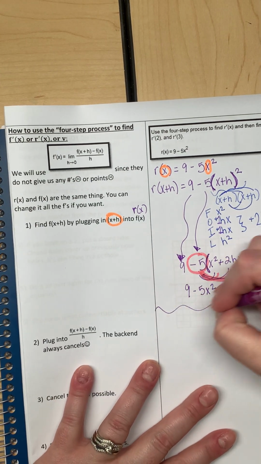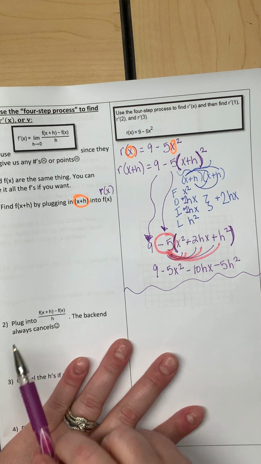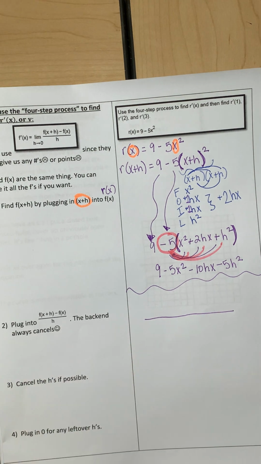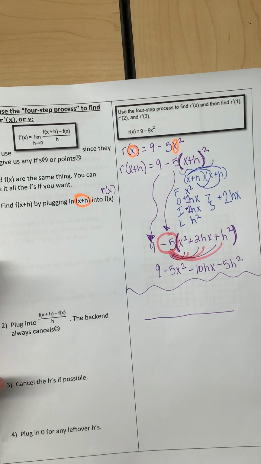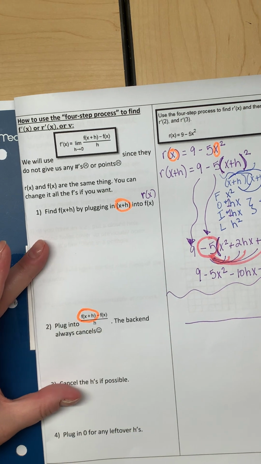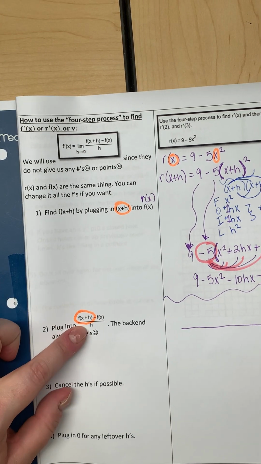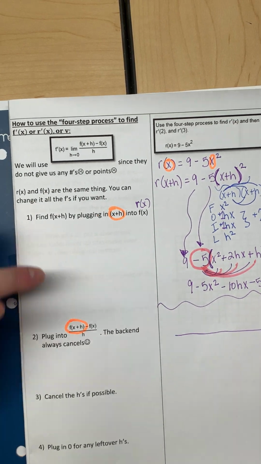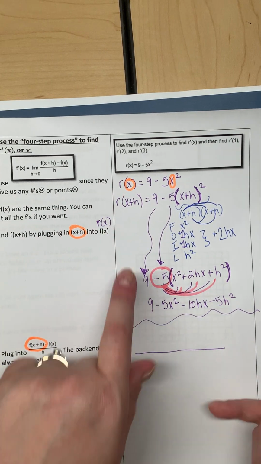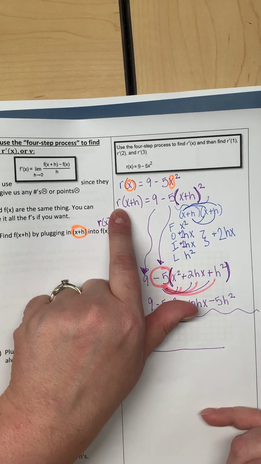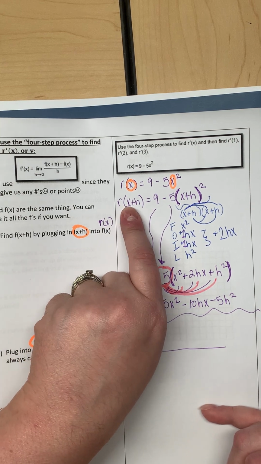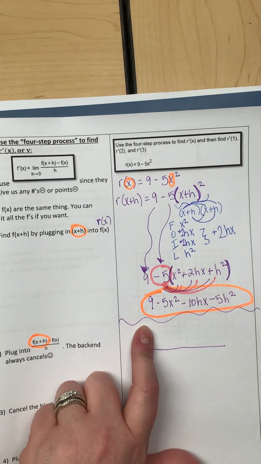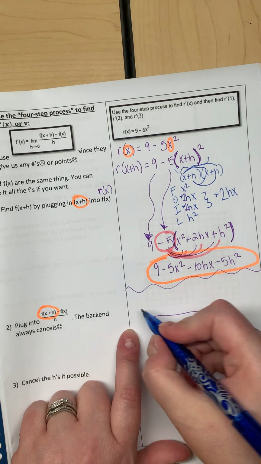The back end always cancels, okay? So we're gonna plug it into this big fraction. So I'm gonna draw a big fraction. And instead of this top left, f of x plus h, I'm gonna write down whatever I got when I found f of x plus h, which was step 1. And I think on step 1, there was an r, but it's okay. R of x plus h is the same thing. And for this, we got, oh, here it is. 9 minus 5x squared.